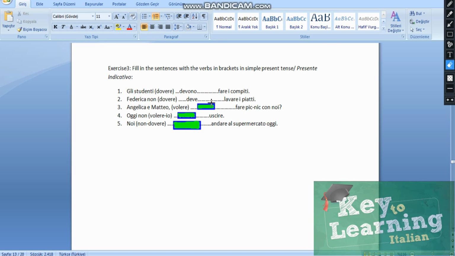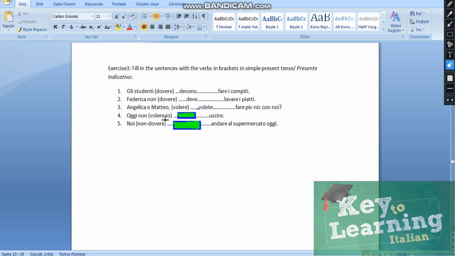Angelica e Matteo volere fare picnic con noi. The verb volere needs to be conjugated in voi because there is a comma after the names. So when we conjugate the verb volere in the second plural person, voi, it becomes volete. Volete fare picnic con noi?